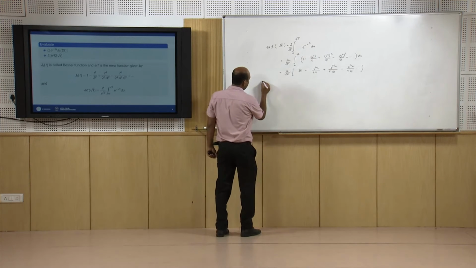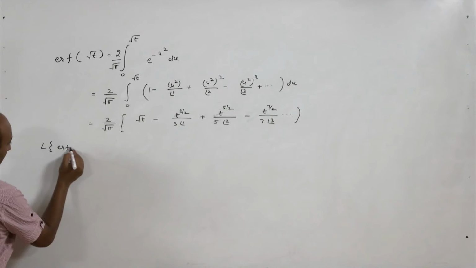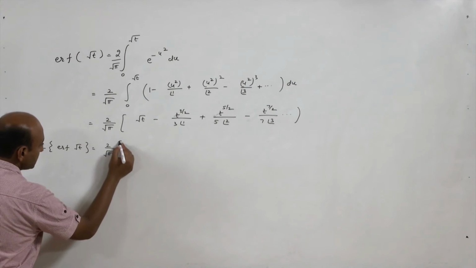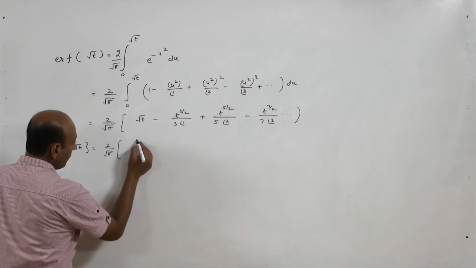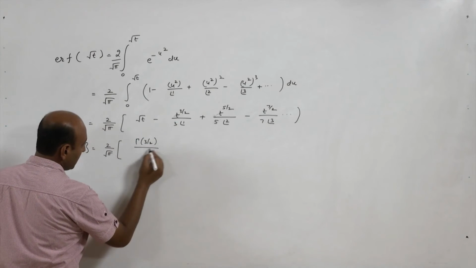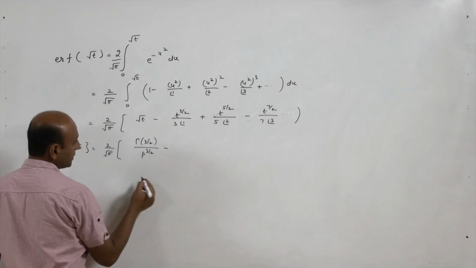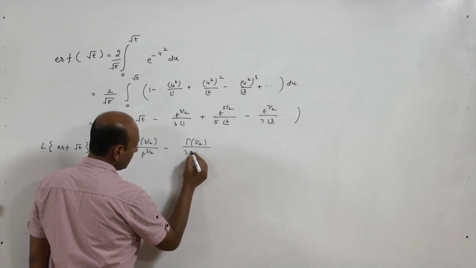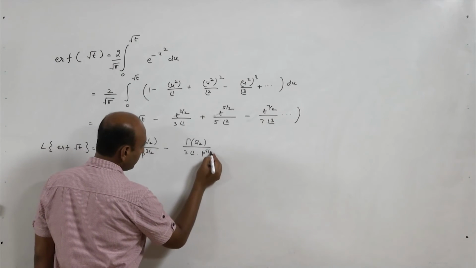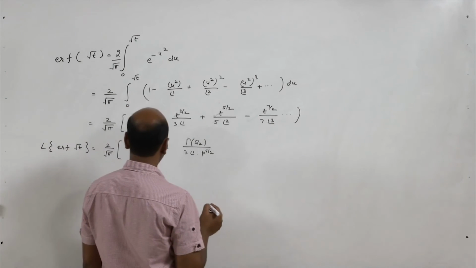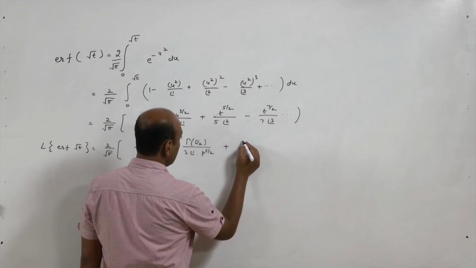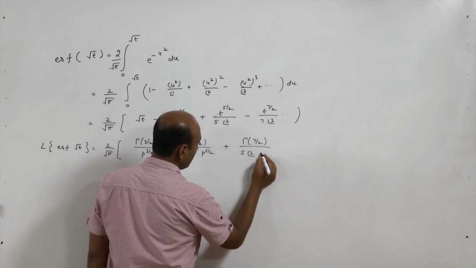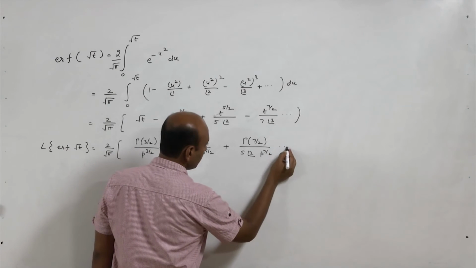Now, when you take the Laplace transform of the error function of the square root of t, this will be nothing but 2 upon the square root of pi, you can take common, and this is gamma 3 by 2 upon p to the power 3 by 2, minus gamma 5 by 2 upon 3 into factorial 1 into p to the power 5 by 2, plus gamma 7 by 2 upon 5 into factorial 2 into p to the power 7 by 2, and so on.